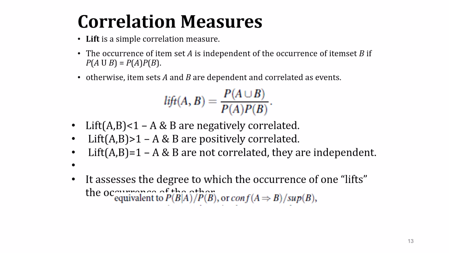Lift of A, B less than 1 means A and B are negatively correlated. Lift of A, B greater than 1 means A and B are positively correlated. Lift of A, B equal to 1 means A and B are not correlated; they are independent. It assesses the degree to which the occurrence of one lifts the occurrence of the other.